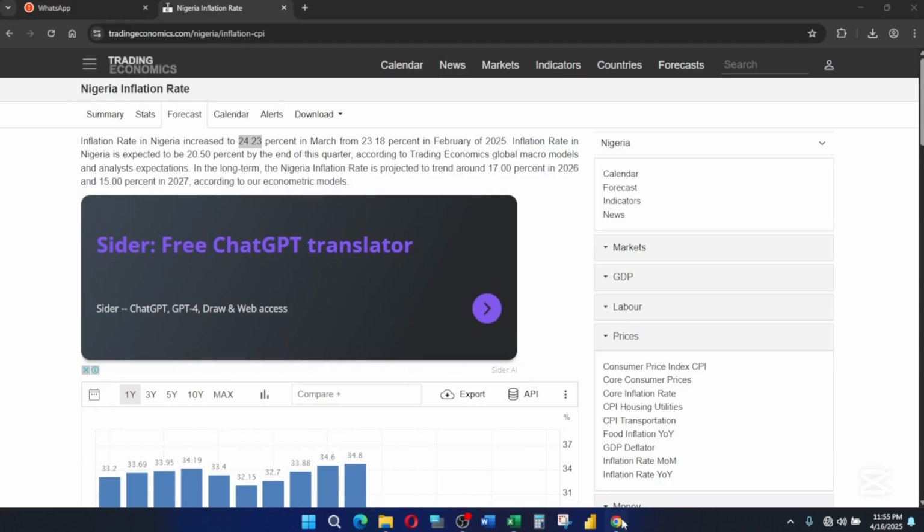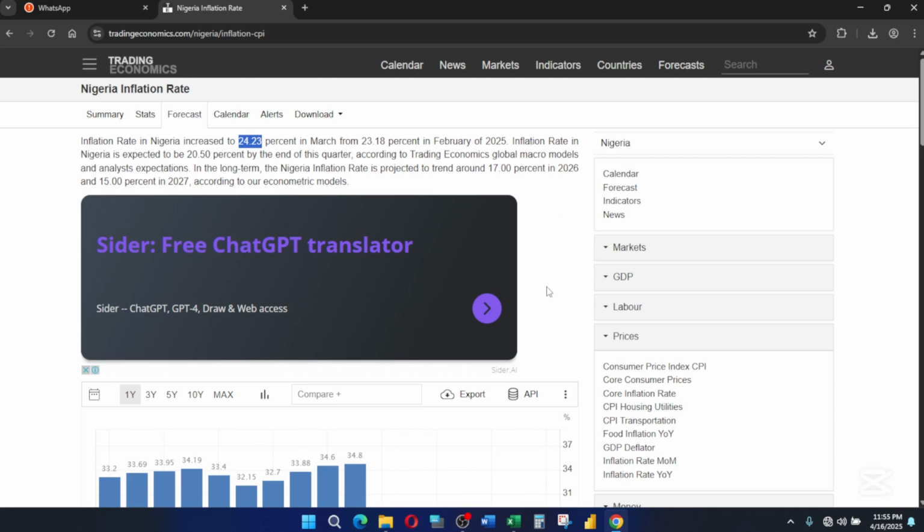Now, if you look at what we have here, you see the inflation rate in Nigeria increased to 24.23% in March from 23.18% in February of 2025. What it means is that the inflation rate increased in March, from 23.18% to 24.23%. So imagine if the economy is operating like this and your own model is rigid, on a straight line basis, with the inflation rate static like this. No, it's not going to make any sense.